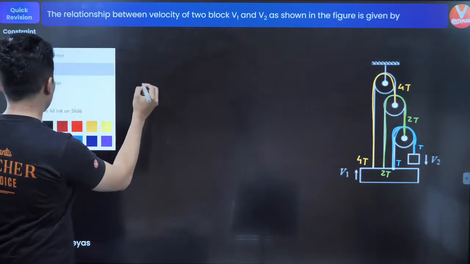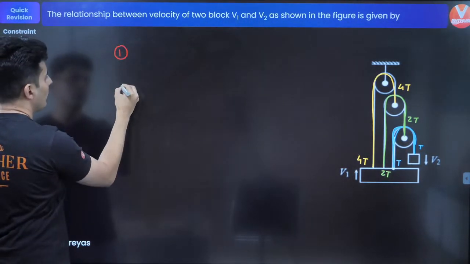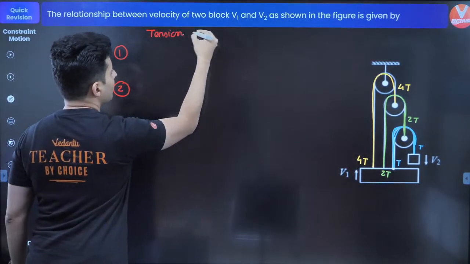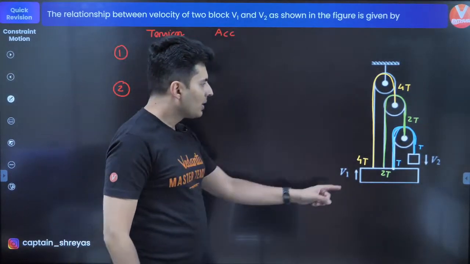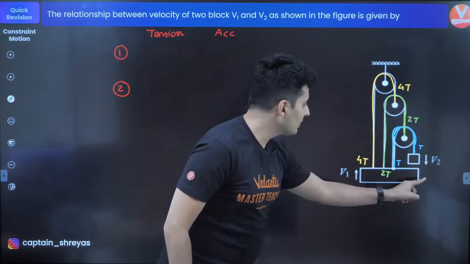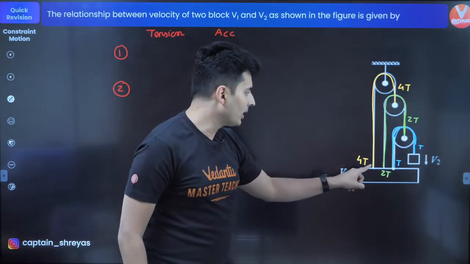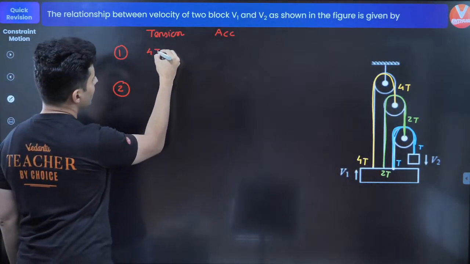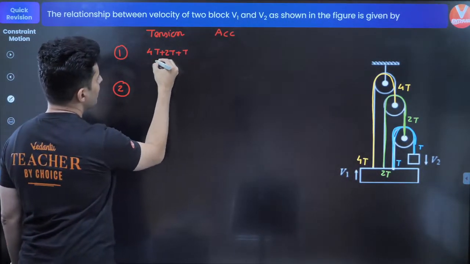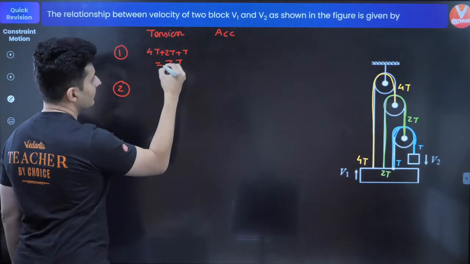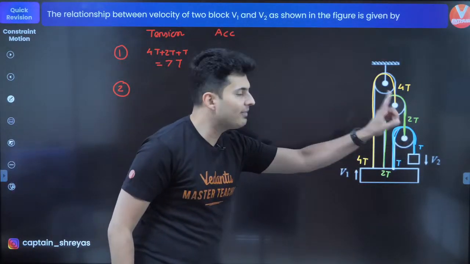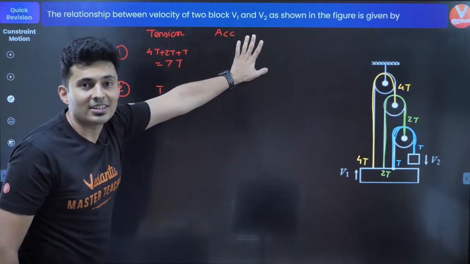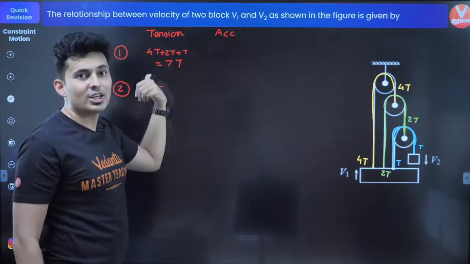Let's say I write for block 1. This is for block 1. This is for block 2. This is tension. And here I will write acceleration. For block 1, what is the total tension? 4T plus 2T plus T. So for block 1, it is 4T plus 2T plus T, which is nothing but 7T. For block number 2, only one tension force is there, so only T. What did I tell you about acceleration? It is exactly inverse of the ratio of the tension.